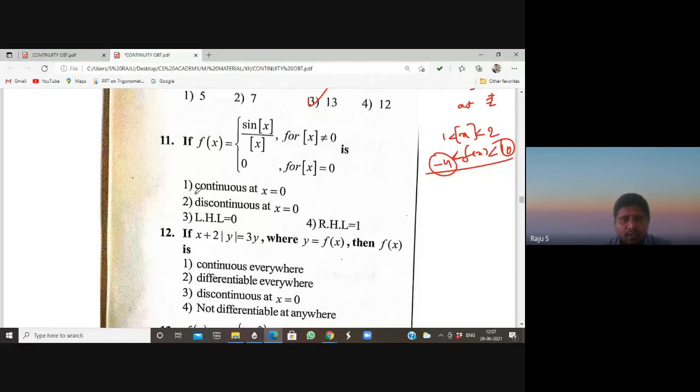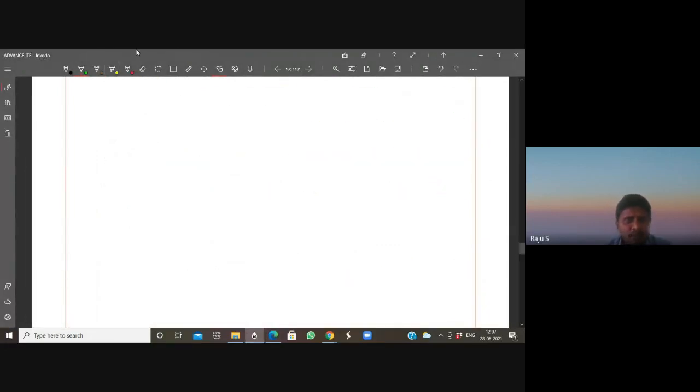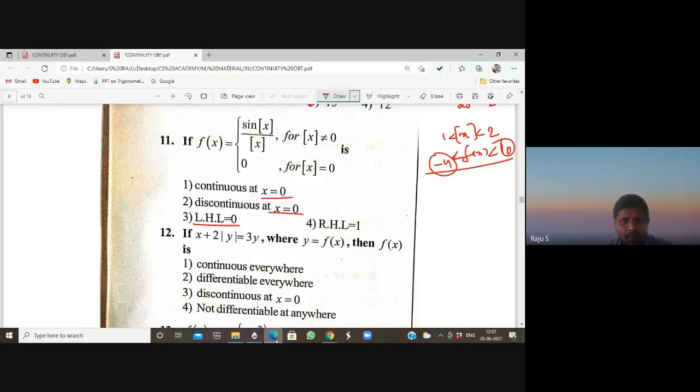Okay, next question number 11. See, they given different options here. It is continuous at x is equal to 0, discontinuous at x is equal to 0, left hand limit will be 0, right hand limit will be 1. Let's see which one of the options is correct. So first, what is the given function, students? The 11th one.